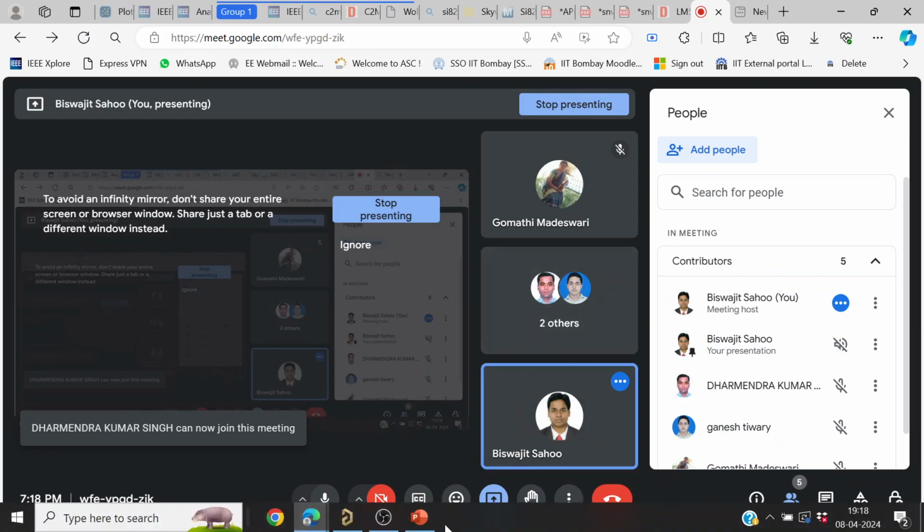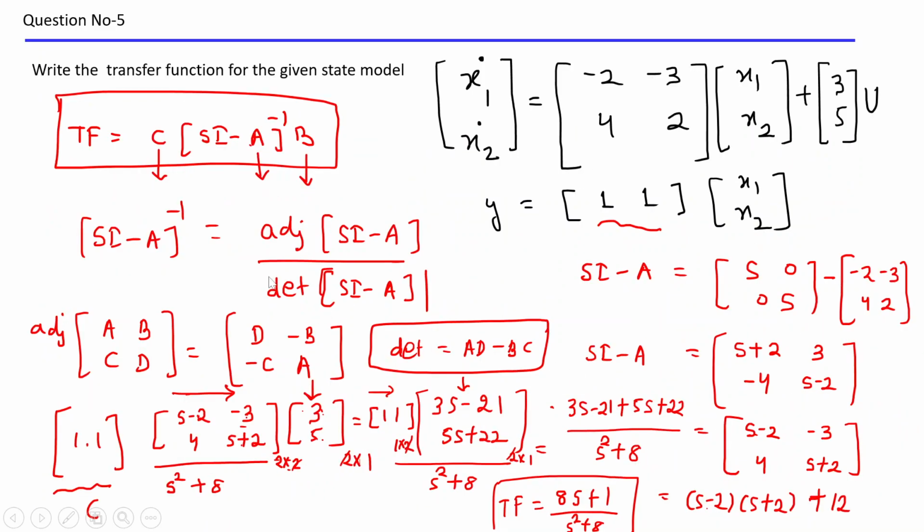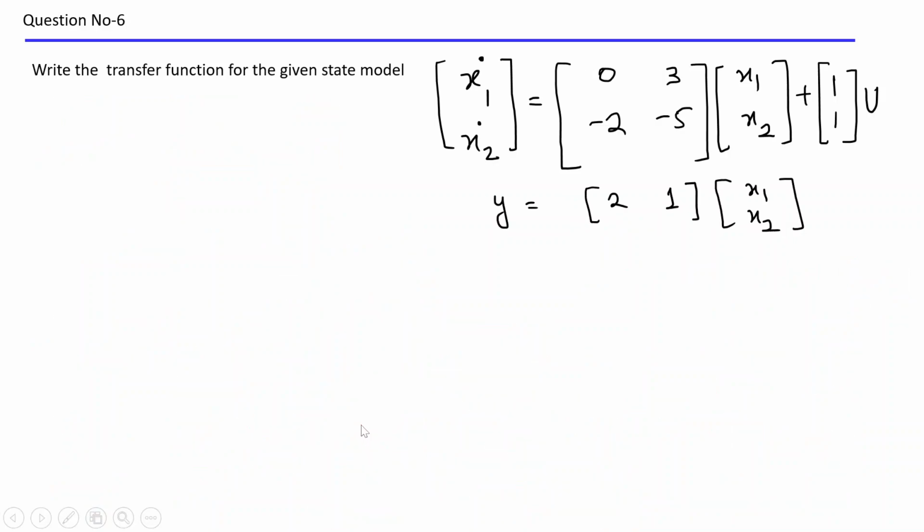So this is related to the transfer function, how we find the transfer function of any state model given to you. Just use that formula. Transfer function is nothing but C into SI minus A inverse into B. After getting the transfer function, if they ask you to find the closed loop pole location, this is the total transfer function C of S by R of S. So you set the denominator term, S square plus whatever, equal to 0 and find the pole locations.